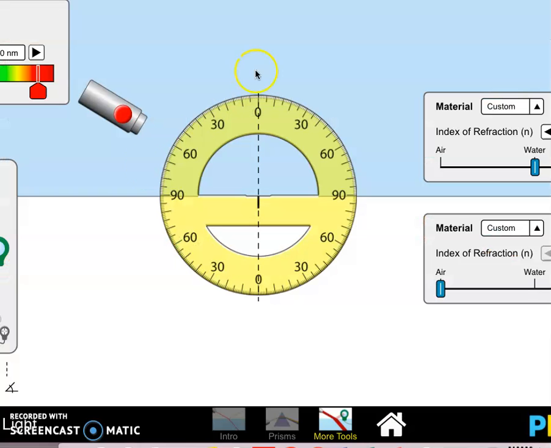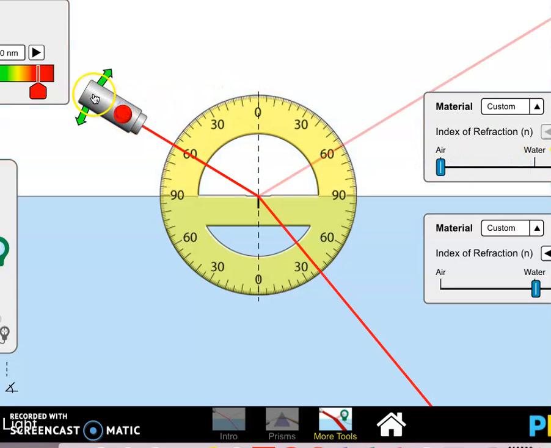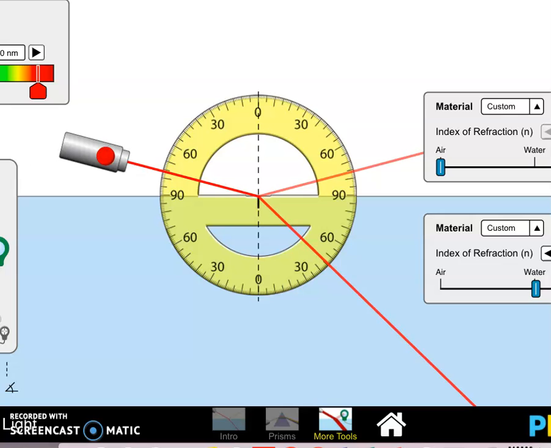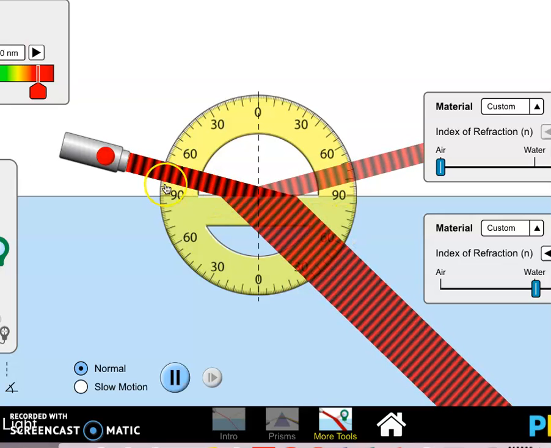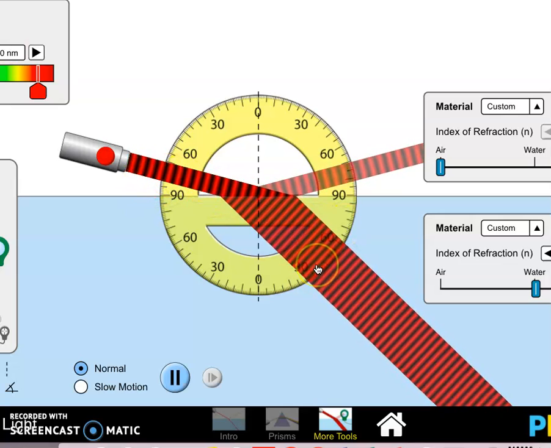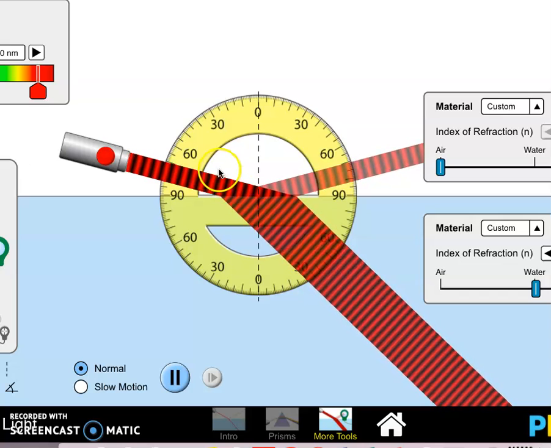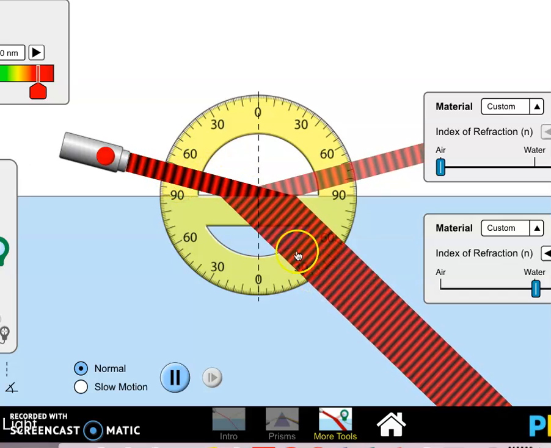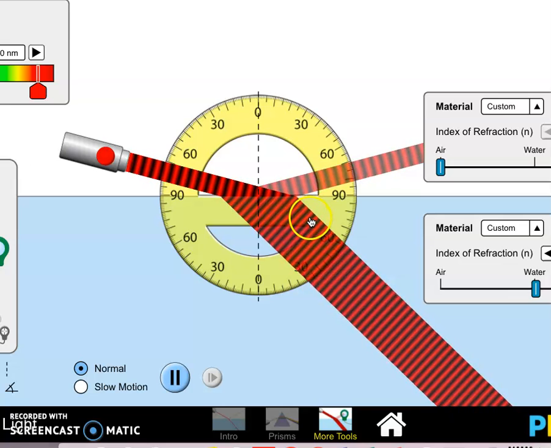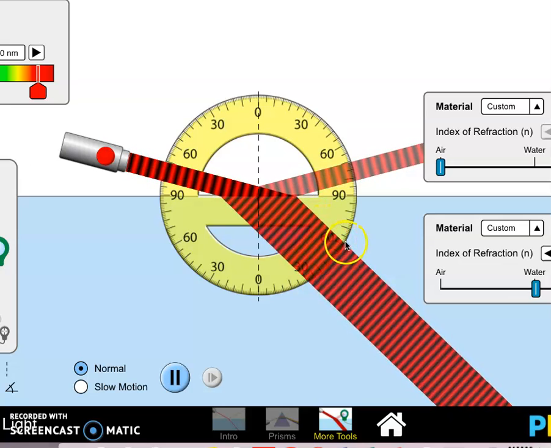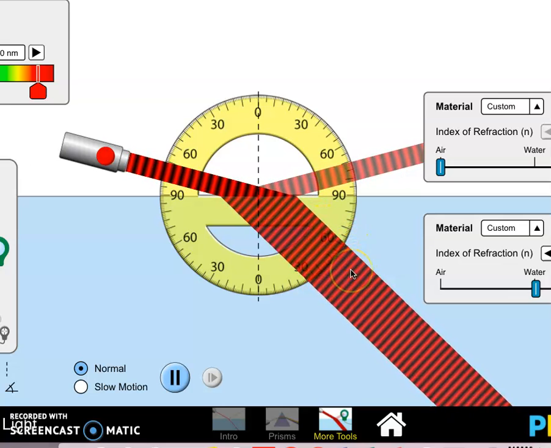If we go to this handy-dandy simulation you have seen many, many times before, when light goes from one material to another, it refracts. And in the wave form, we can see that causes a change in speed. It slows down when it goes from air into water, but it also makes the waves closer together. These crests are closer, making the wavelength smaller.